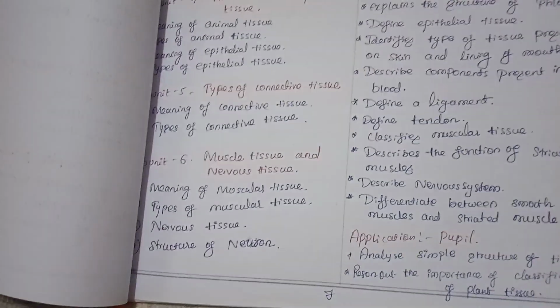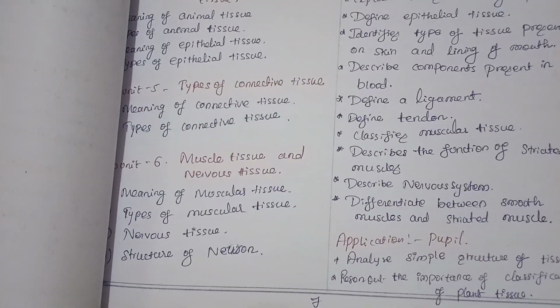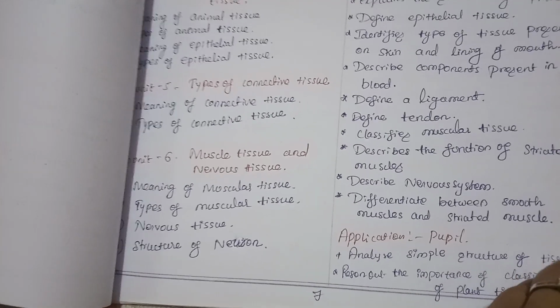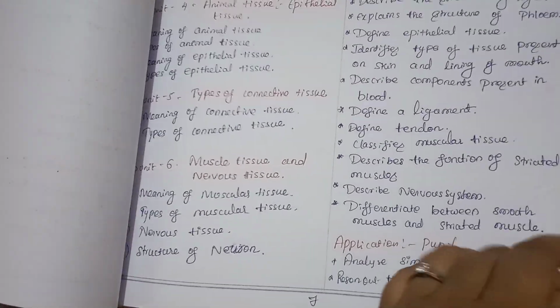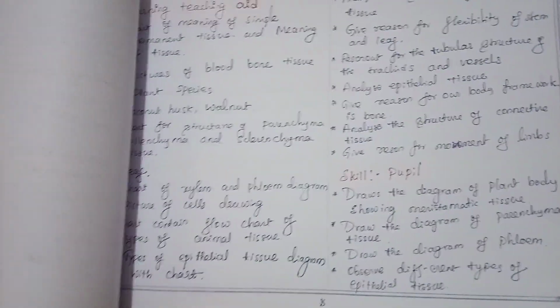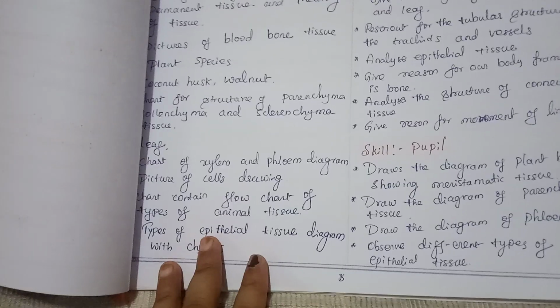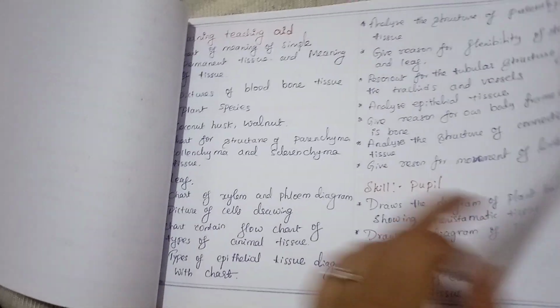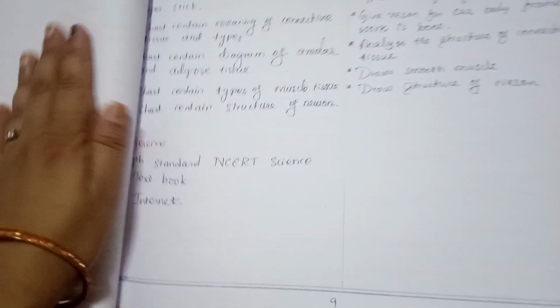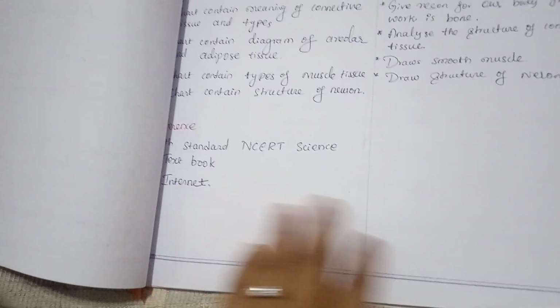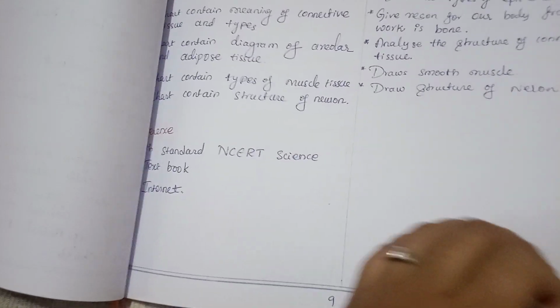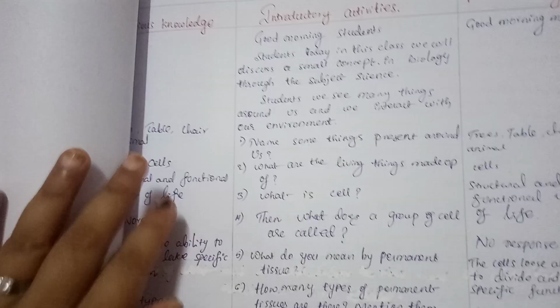These are all the teaching points of the instructional objectives: understanding, application, and skill. These are the teaching aids I have used during those lessons. And here we have the references: the 9th standard NCERT textbook and the internet.